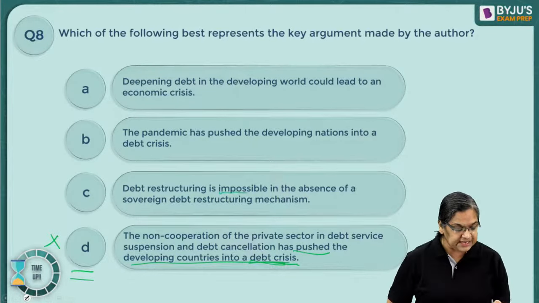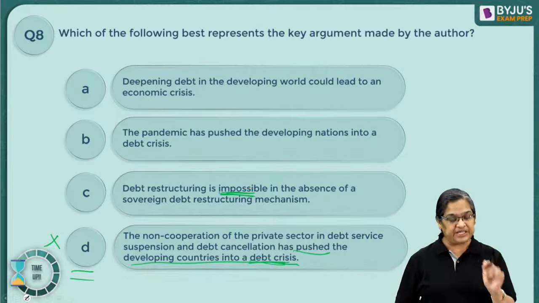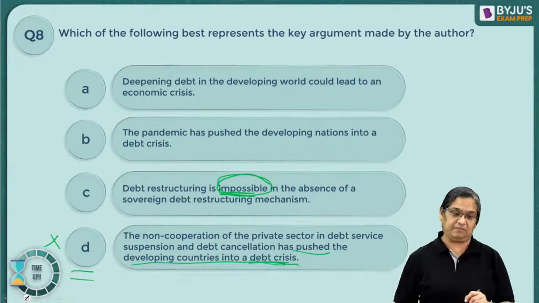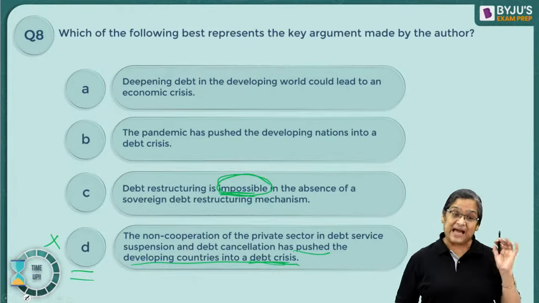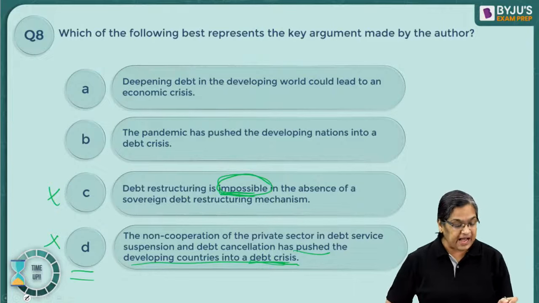Did the author say that it is impossible? Now remember, always watch out. These words should flag that this may not be the right answer. Did he say it's impossible? He says the lack of it makes it difficult to restructure debt, but not impossible. Right? So has it pushed?